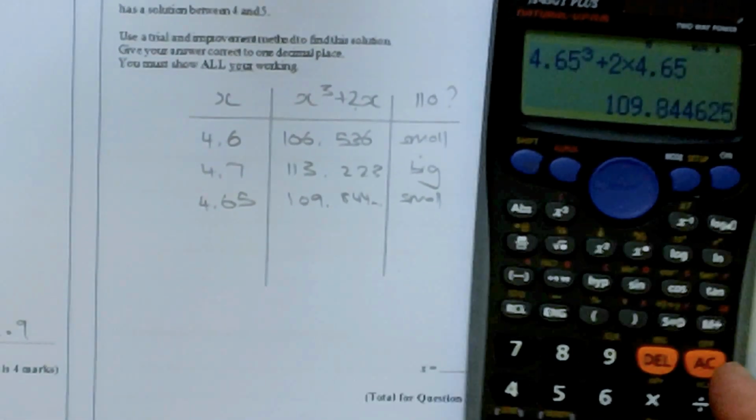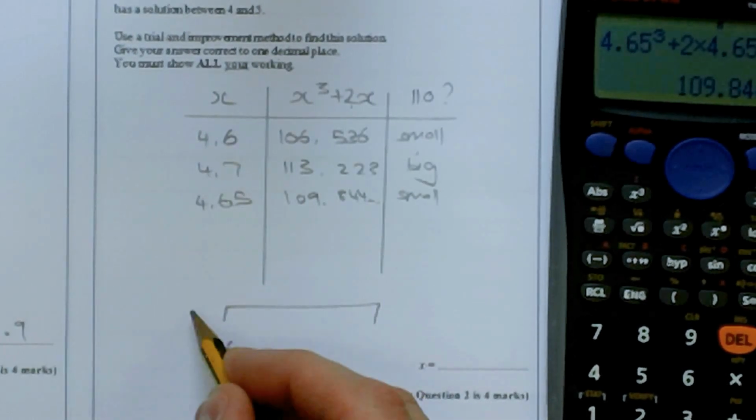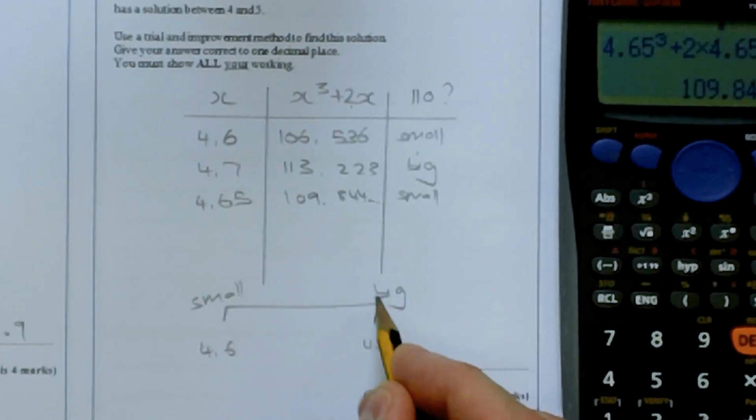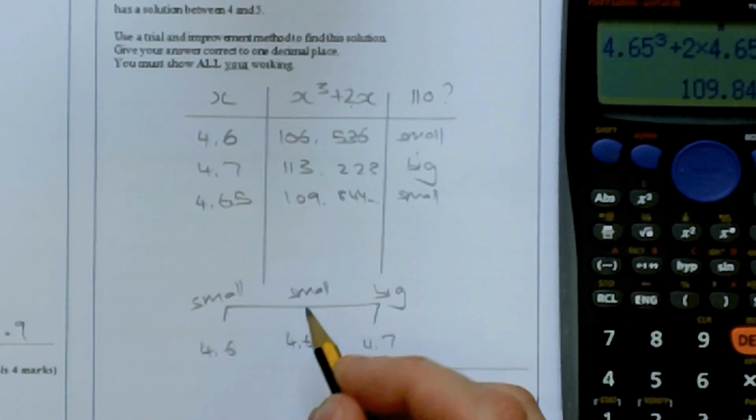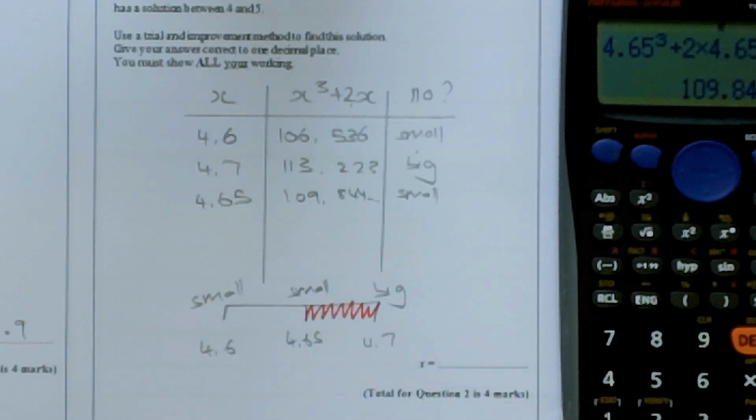So again, use a number line to help you get it clear. 4.6 was too small. 4.7 was too big. We tried the middle, which was too small. That means the exact solution to the equation is somewhere in there, and any value in there rounds to 4.7 when you round it to 1 decimal place.